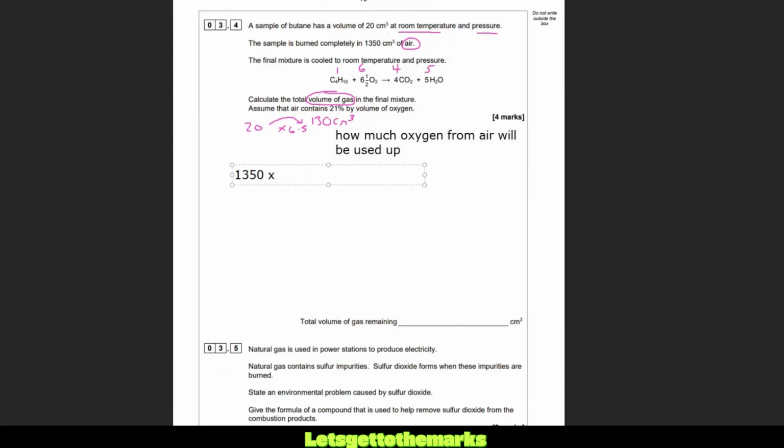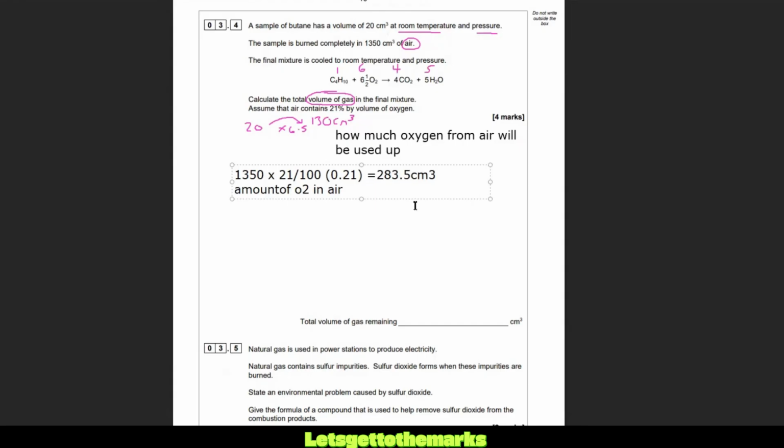Well, you're going to times it by 21 divided by 100, same as doing 0.21, right? And that's because you're trying to work out what amount in centimeter cubed of oxygen we have available. So we know that 21% of all the air in this mixture is oxygen. So 21 times 1350, what do I get? I get 283.5 centimeter cubed of oxygen. Now, this is the amount of oxygen in the air.